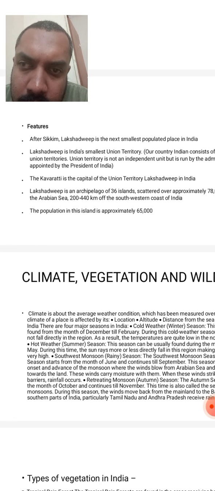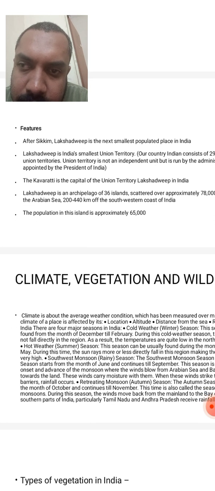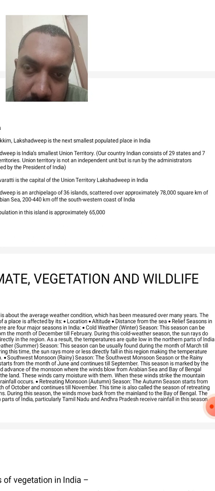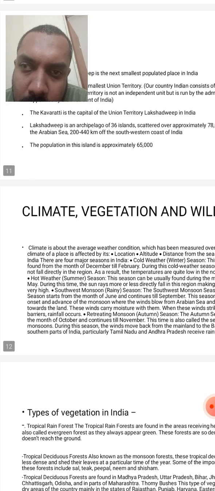The union territory is not an independent unit, but it is run by the administrators appointed by the President of India. The Kavaratti is the capital of the Union Territory Lakshadweep in India. The Lakshadweep is an archipelago of 36 islands scattered over approximately 78,000 square kilometers of Arabian Sea. The population of this island is about 65,000.